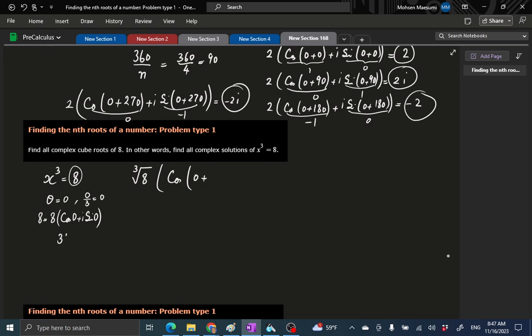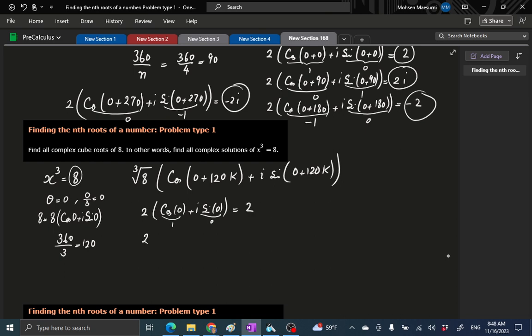Plus I take 360, also divide that by 3. So that's become 120. So I'll have 120k plus I sine of 0 plus 120k. So that is 2 times cosine of, in the first case, k is 0, cosine 0 plus I sine 0. Again, this is a lengthy way of saying just 2.